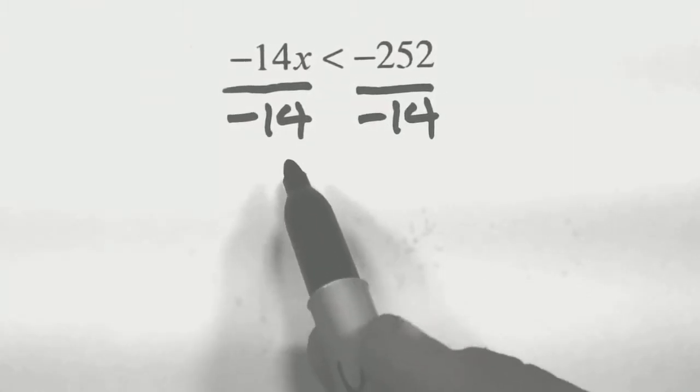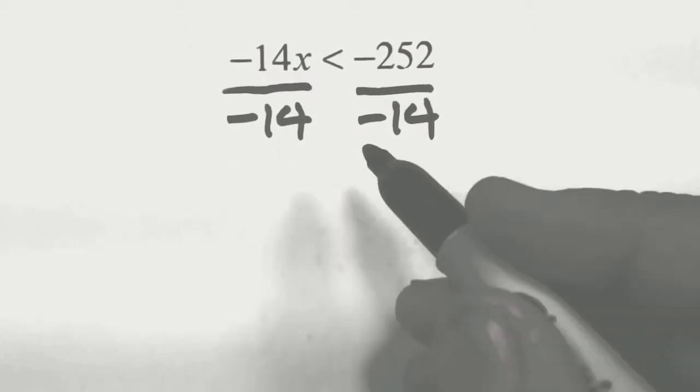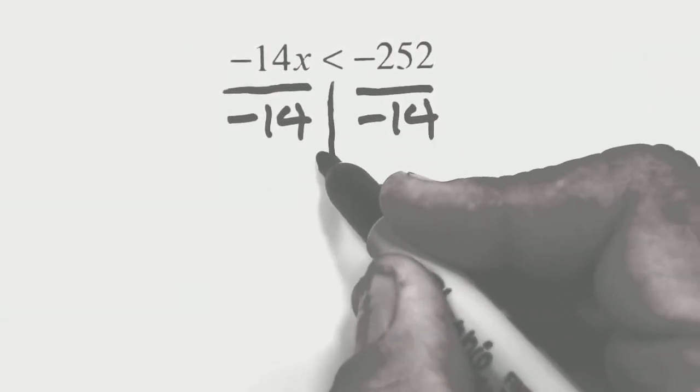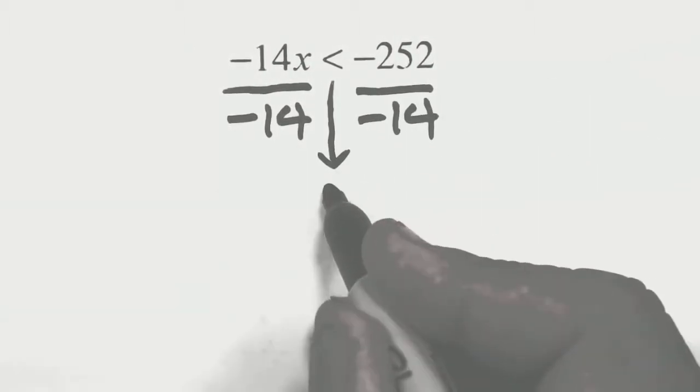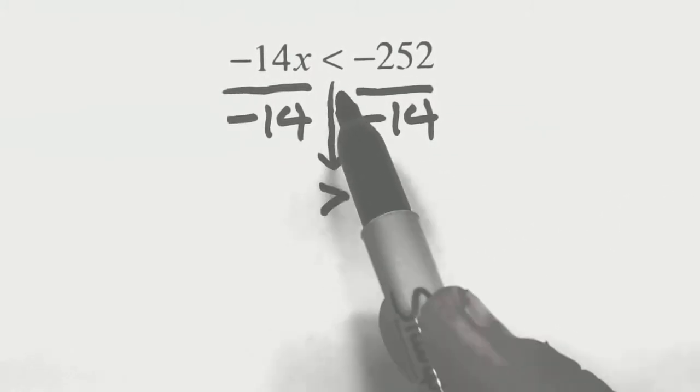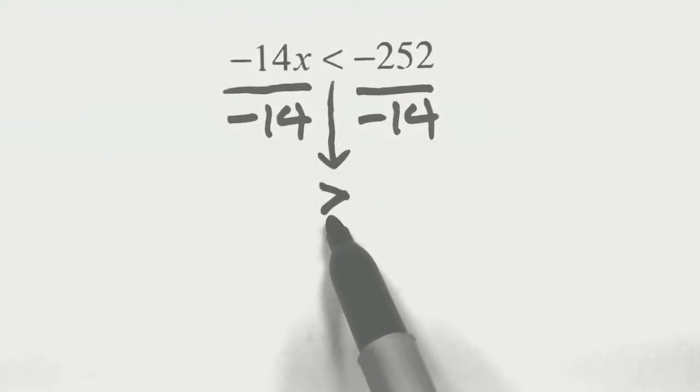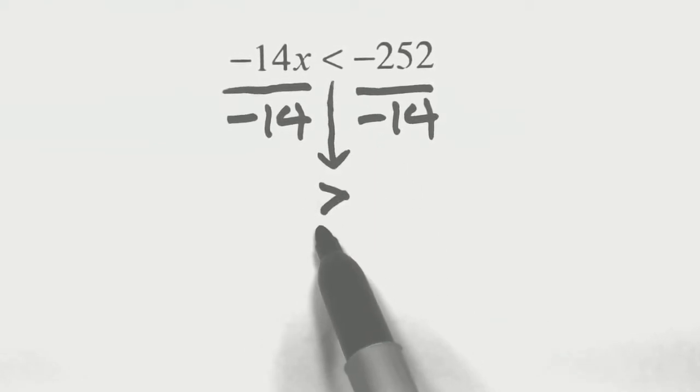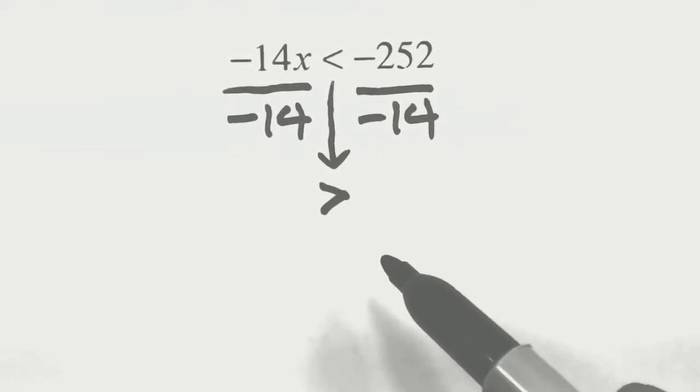Now, notice we've just divided by something negative, so before you do anything else, be sure you turn around and flip the inequality sign. Okay, notice I did that. I have it pointing the other way. You want to do this before you write anything else so you don't forget to do it.